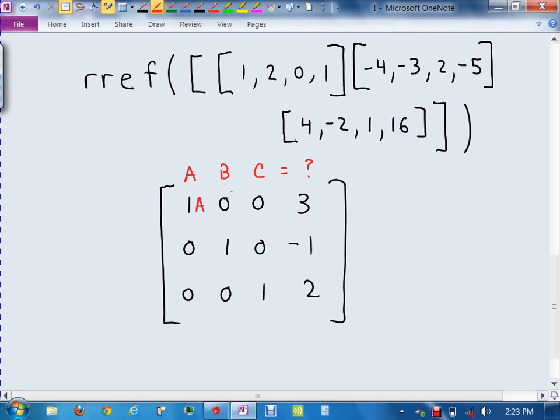plus nothing equals 3. So that means A is 3, doesn't it? And this next one means nothing plus 1B equals -1, which means B is -1. And then this one means what? C is 2. So these three numbers down the side are your A, B, C, in that order. So A is 3, B is -1, and C is 2.